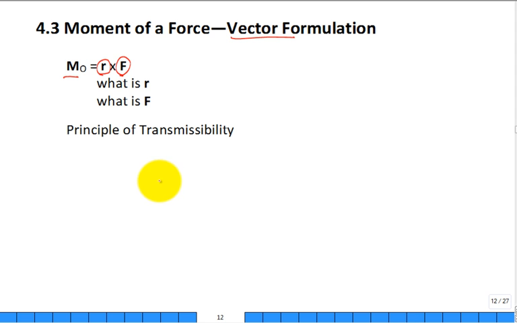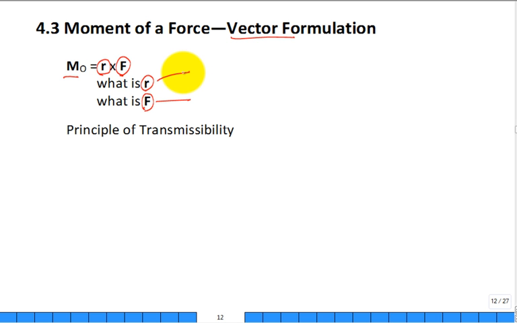Now, that raises a good question. What exactly is R and what exactly is F? Well, F is pretty easy. Isn't it the force that's applied to my object? So that's our force. Okay, that's our force vector. We've been working with force vectors a lot already this semester. Now, R. What is R?